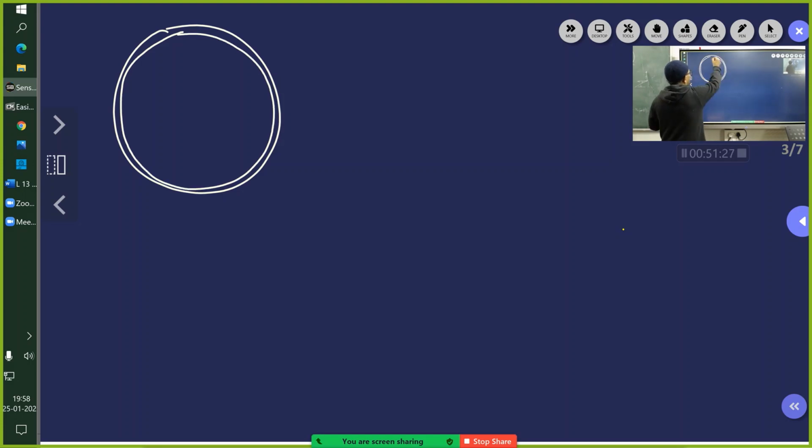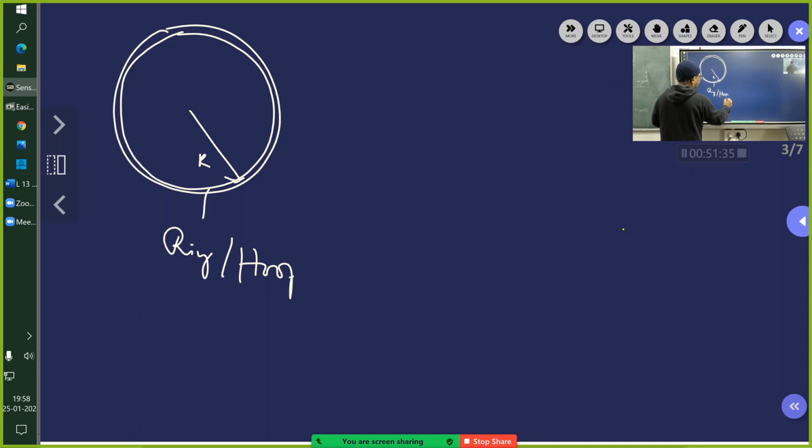Only 1 or 2 students are answering. So here, this is of mass m. This is a ring, a ring or a hoop. That is, this thickness will be negligible. If the thickness is not negligible, you can't use this formula. Remember that. Okay?